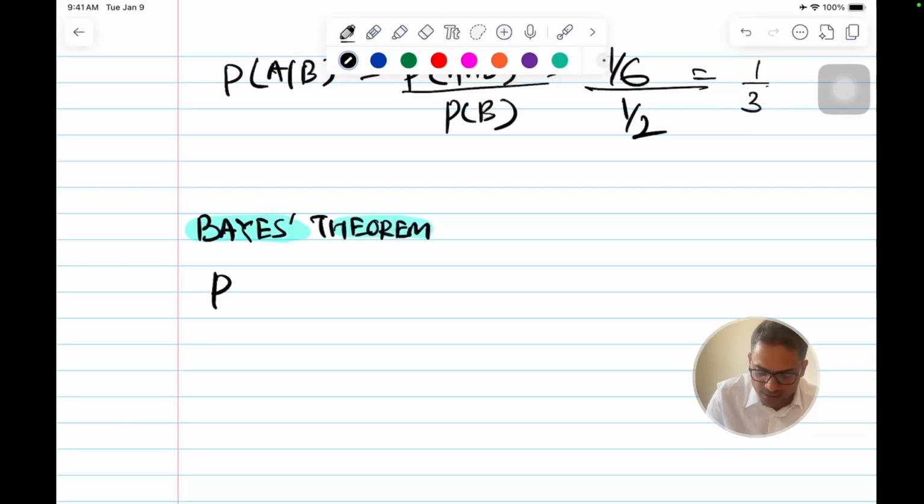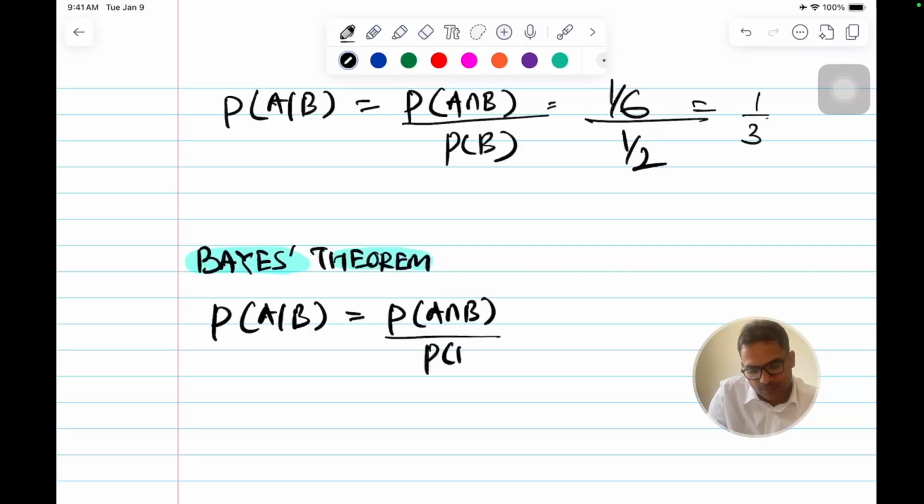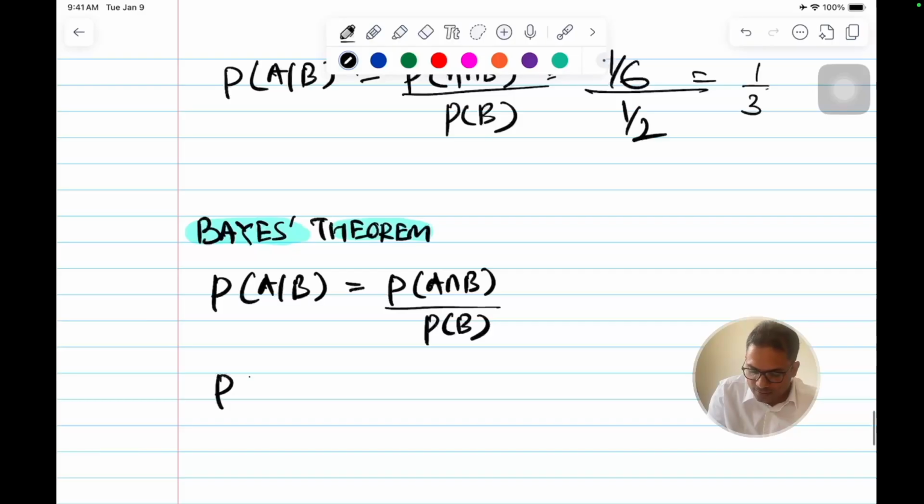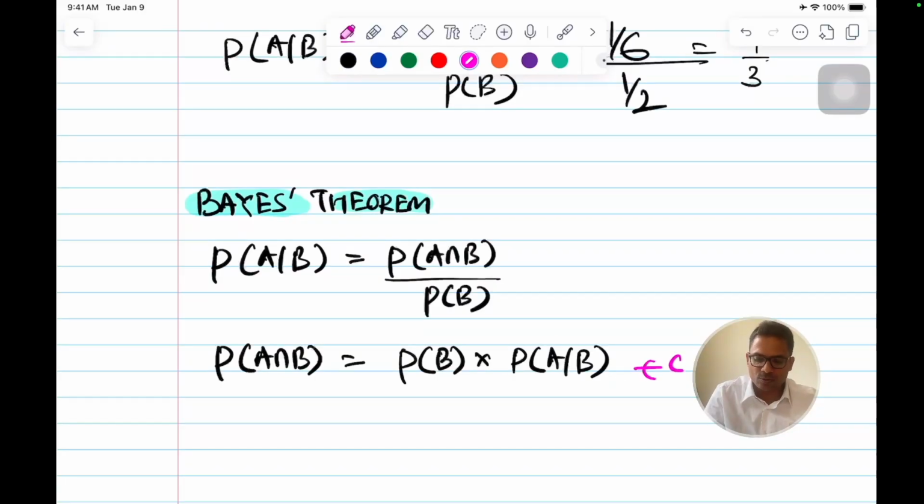So we know that from the conditional probability formula, P of A given B is equal to P of A intersection B by probability of B. We can reshuffle this and we can say that P of A intersection B is equal to P of B into P of A given B, right? This is sometimes called the chain rule also. This is just a refactor. I just brought this here and multiplied these two to get this.